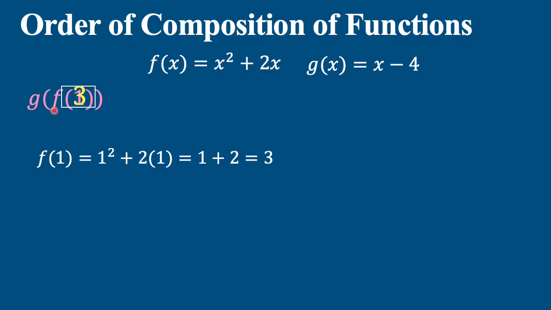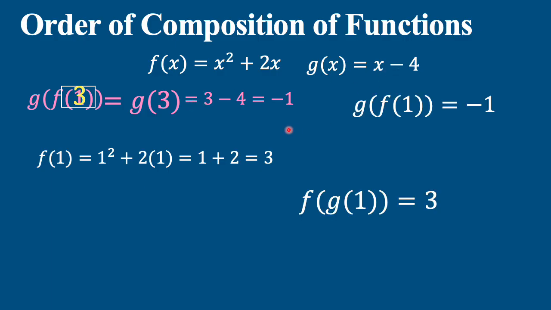What happened? Now g of 3. 3 is the input of g. x is replaced by 3. g of 3 is 3 minus 4, that's negative 1. So what happened here? g of f of 1 is negative 1. f of g of 1 is 3, from the previous slides.